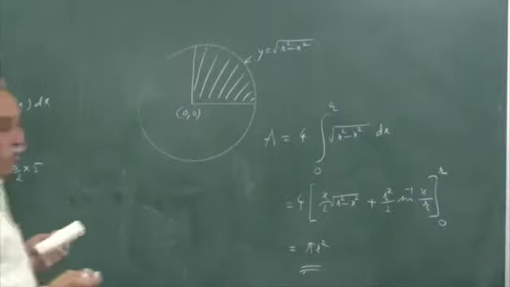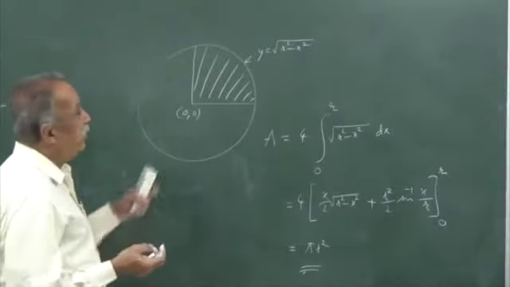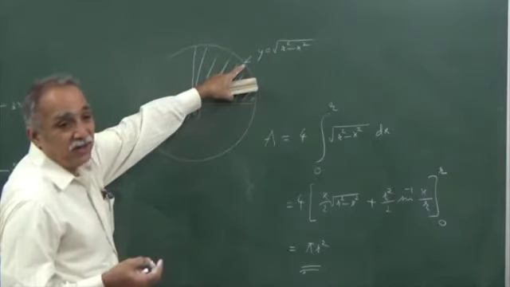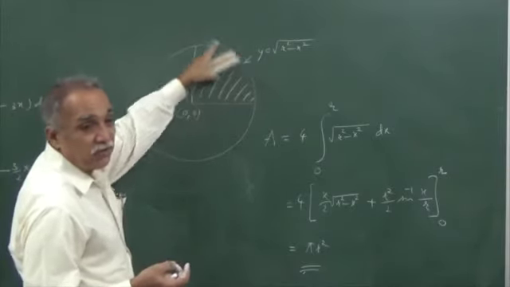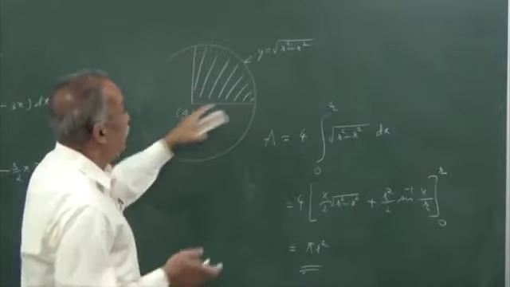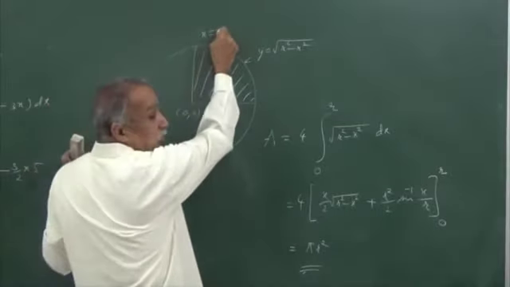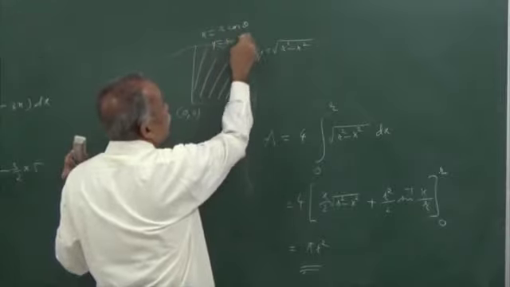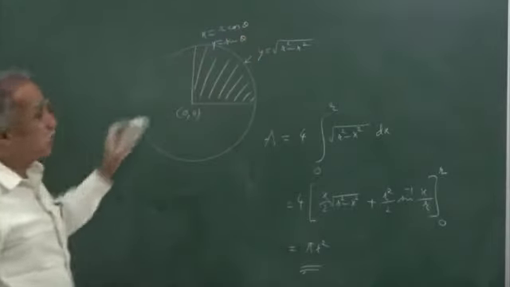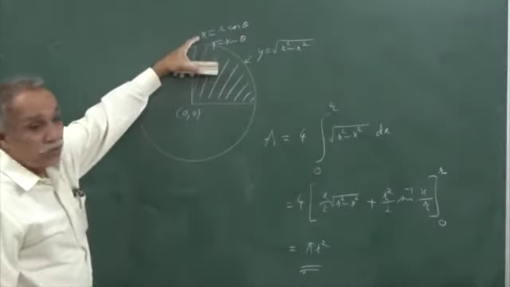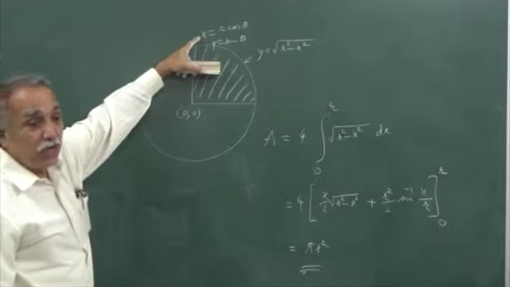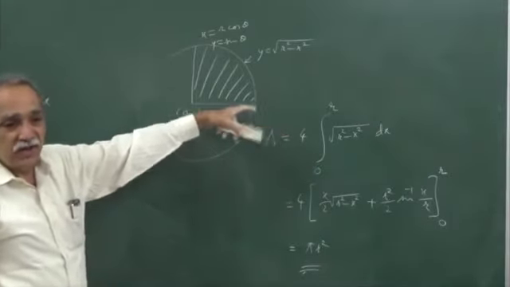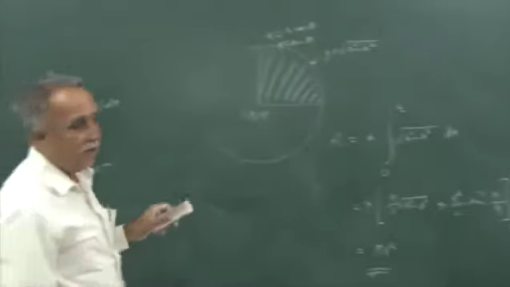This integration could have been performed a little more easily had you used the parametric representation for this circle. Parametric representation for a circle with center origin and radius r is x equals r cos theta, y equals r sin theta. Could have used this expression for y and used this for finding dx. Could have got the integrand in a still simpler form. Integration, applying the limits, gets you that form.